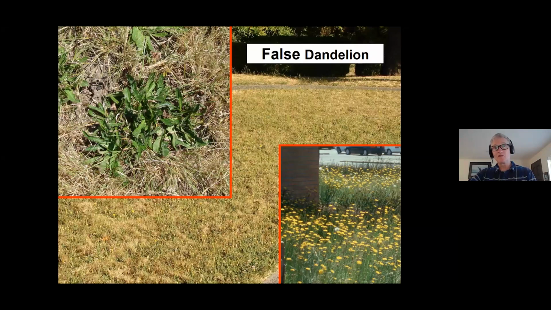False dandelion, those are going to be the yellow flowers that are in lawns right about now. They're a little bit scragglier looking. And here on the right-hand side, you can see a very dense field of false dandelion.